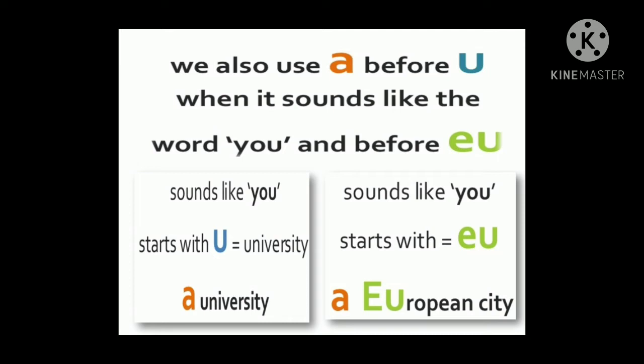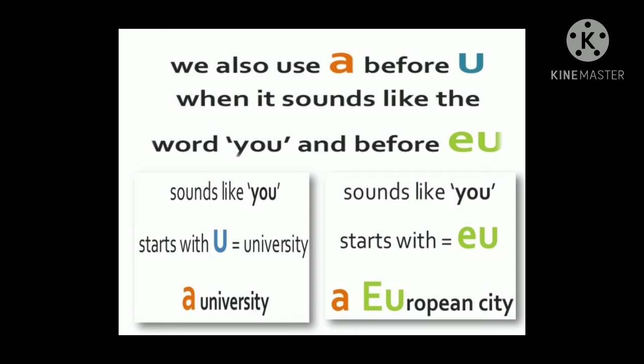Although U is a vowel, when we say umbrella, it is the sound uh, and that's why we use an in front of umbrella. But when it is university, it is Y-U that you hear. So it is a consonant sound, and that's why we will use a.